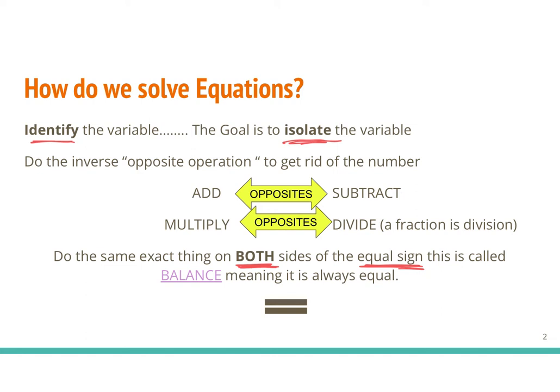So if I were to have 5 pounds of sugar on one side and 5 pounds of sand on the other side, if I took out 2 pounds of sand from one side and I didn't take it away from the other side, it would be unbalanced. So you want to make sure you always do the same thing on both sides. Otherwise, you will be completely wrong.